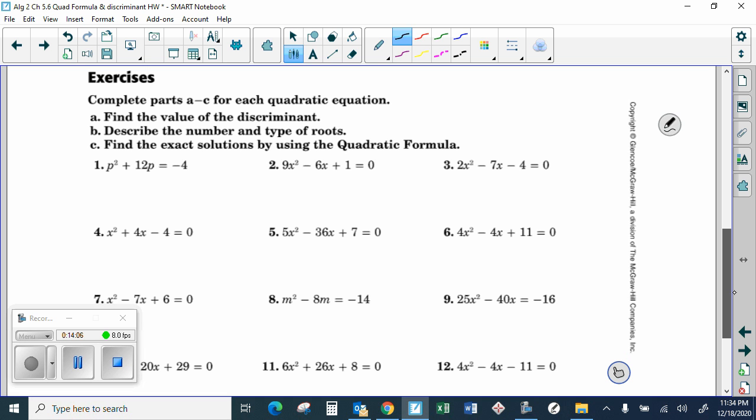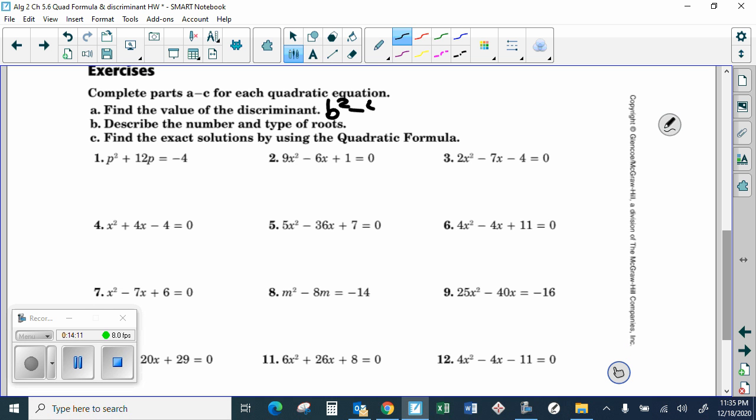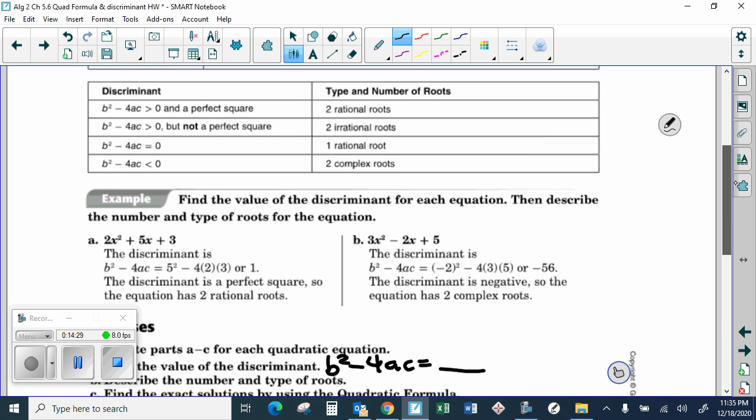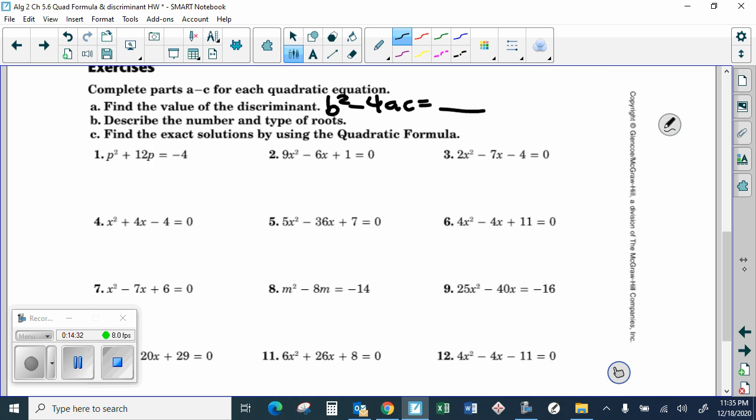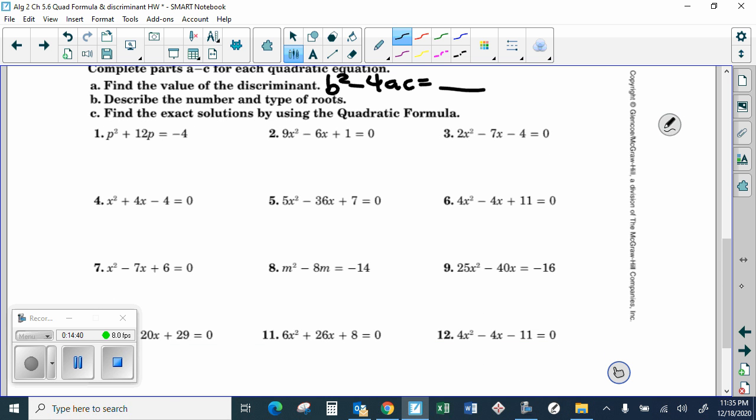All right, so complete the exercise. Find the value of the discriminant. That's your b squared minus 4ac. Just fill it in, get whatever number it is. And then if it's positive, you know it's 2, and it's not a perfect square, 2 irrational roots. If it's a perfect square, it's 2 rational roots, which also means it factors. If it's 0, 1 real root, and they put rational root. Yes, 1 rational root. And if it's negative, it's 2 imaginary or complex roots. A complex number has an imaginary number within it, the i.